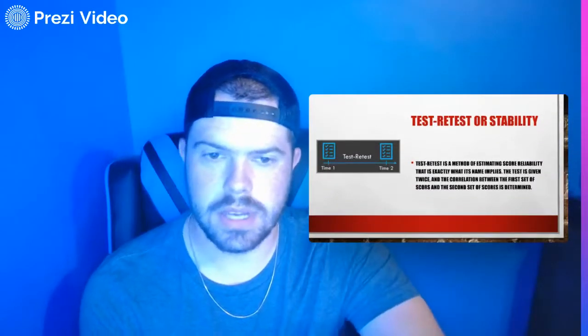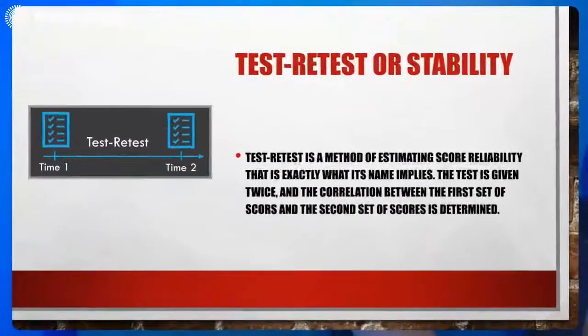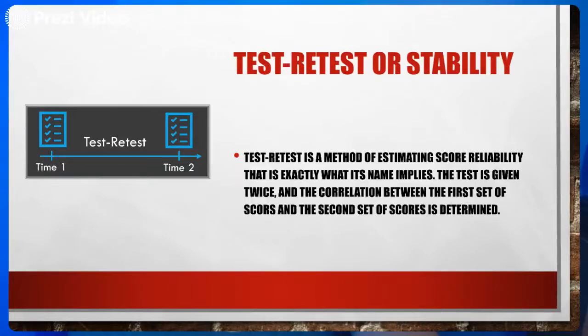The first one we will discuss here is test-retest, or stability. What is it? Test-retest is a method of estimating score reliability that is exactly what its name implies. The test is given twice, and the correlation between the first set of scores and the second set of scores is determined. Over to the left, we have an image that is a visualization of the definition. We have the first test at the beginning of the timeline and a second test at the end of the timeline.